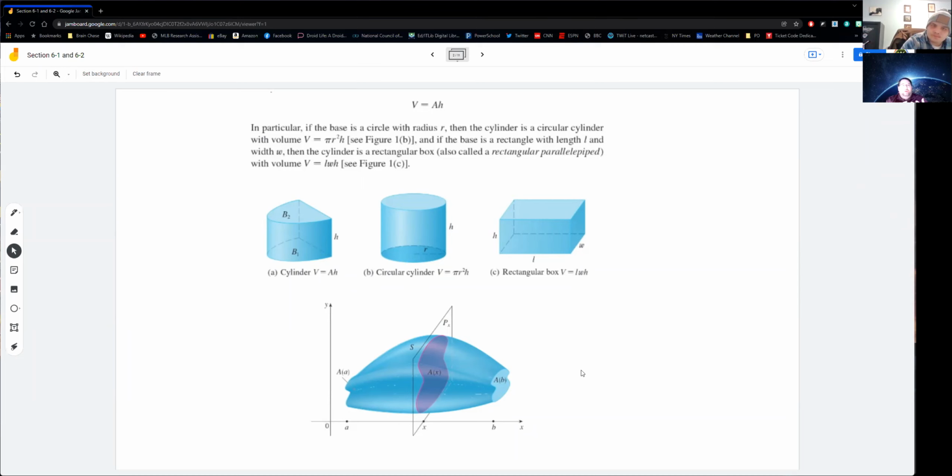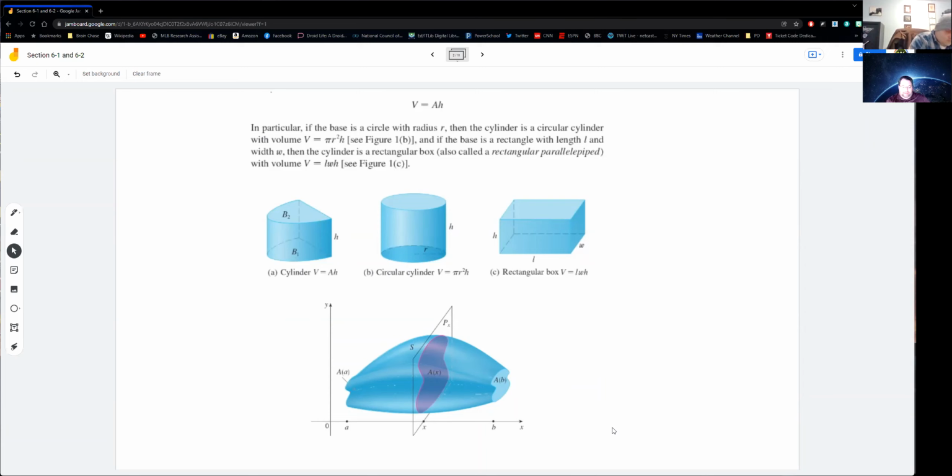And if you remember from your geometry classes way back when, the volume of any shape is the area of its base times its height. So we have a circular cylinder here. The area of the circle on the bottom is pi r squared times the height. For a rectangular box, length times width will give you the area of the rectangle, and then you multiply it by the height to find its volume.